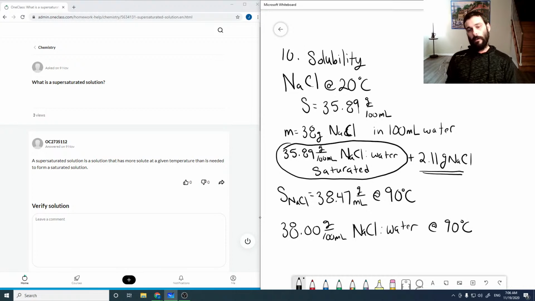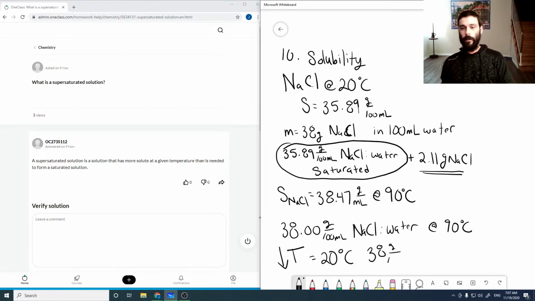Now what happens if we decrease the temperature? Well, if we decrease the temperature with our 38 gram per 100 ml saltwater solution, say back down to 20 degrees Celsius, then at least momentarily, depending on how fast we're able to lower our temperature, we would still have a 38 gram per 100 ml saltwater solution, which is over the saturation limit at that temperature and is therefore a supersaturated solution.